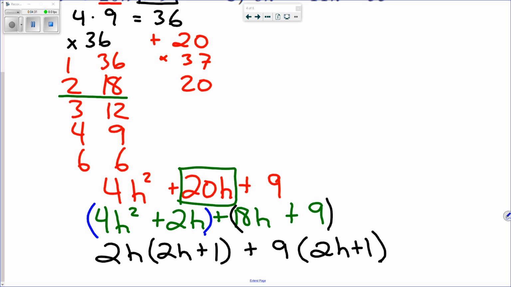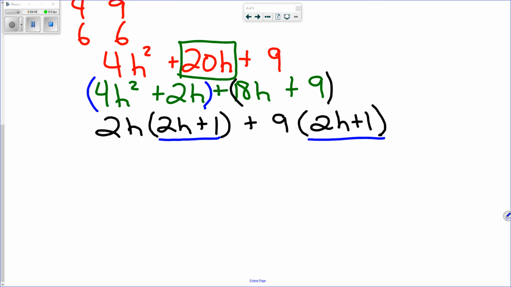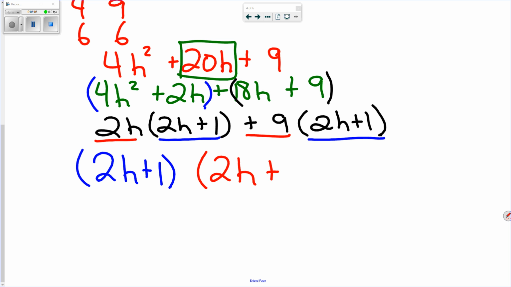Now, you should notice that the brackets are going to contain the same thing. And that's what you want. That means you're on the right path. So we're almost done. So our first factor is going to be 2h plus 1. Our second factor, we're going to collect this piece and combine this piece into our second factor.